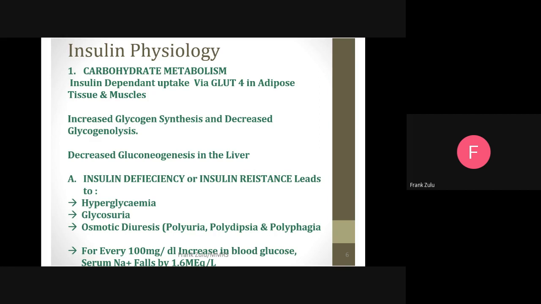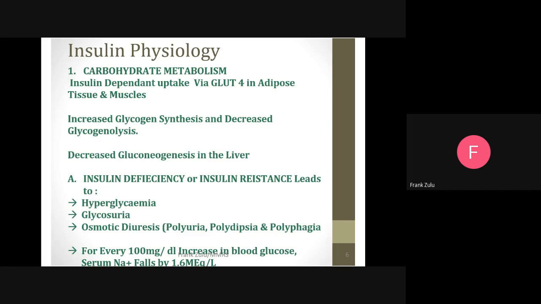Okay. So now what happens? So this is what happens, right? Insulin is produced by the pancreas. For the muscles and your adipose tissue to be able to utilize that glucose, there should always be insulin. Without insulin, your muscles or your adipose tissue cannot use up the glucose.